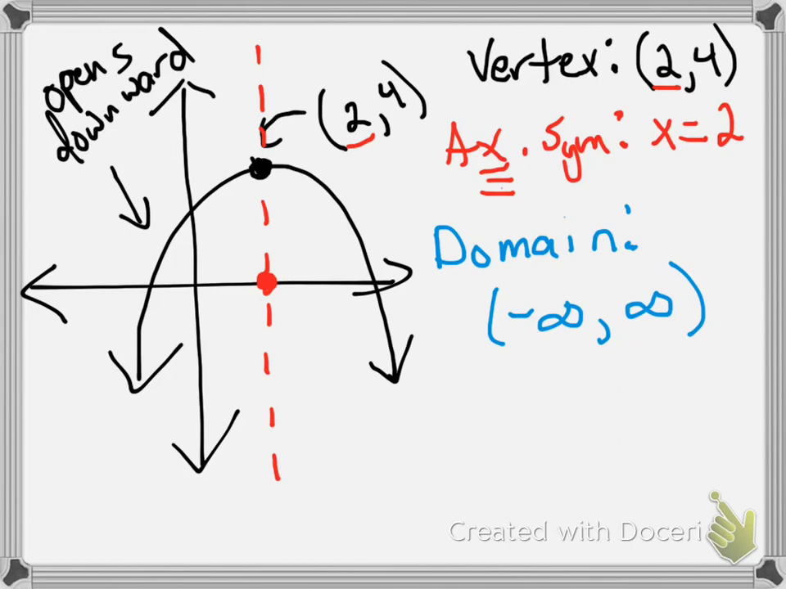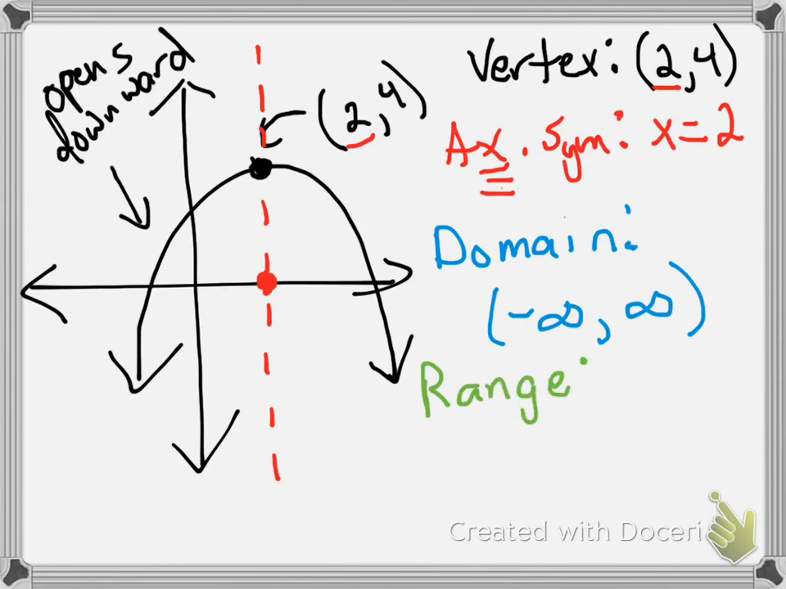How far left will the graph go? Well, it's always going to go left. It's going to look like it goes straight up and down, but quadratics are always moving left, and they're always moving right. That's what those arrows show. So domain is easy.